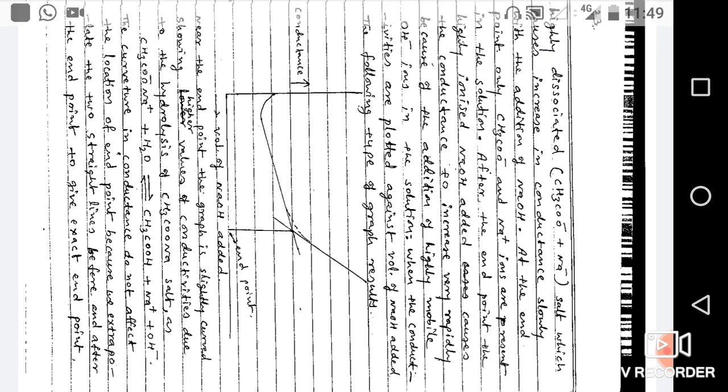So this is about the three types of conductometric titration, that is acid base titration, and the remaining types of conductometric titration we will see in the next lecture.